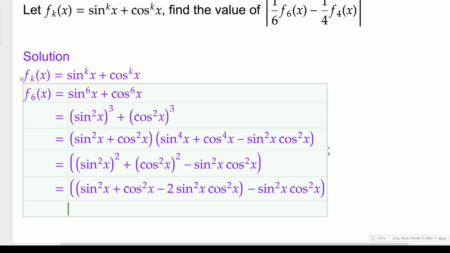Now if you observe here, sin square x plus cos square x becomes 1, and this negative 2 term, together with the same quantity present one more time, gives minus 3. So finally this becomes 1 minus 3 sin square x times cosine square x, right?